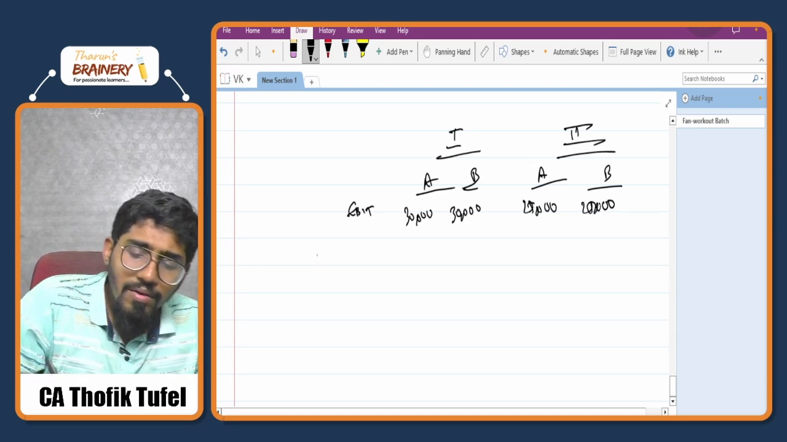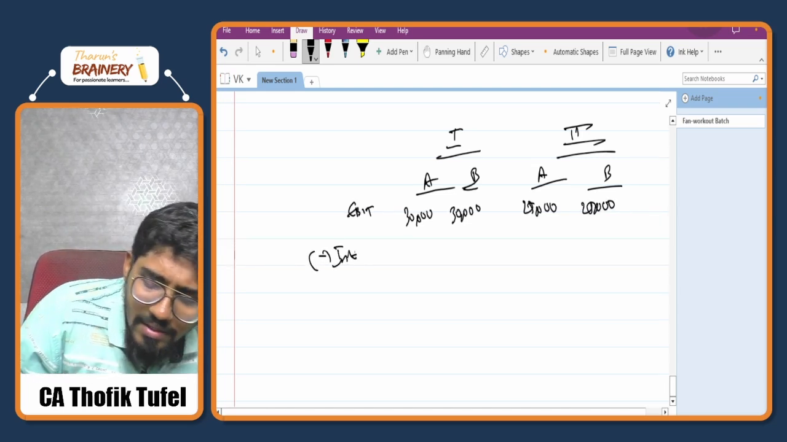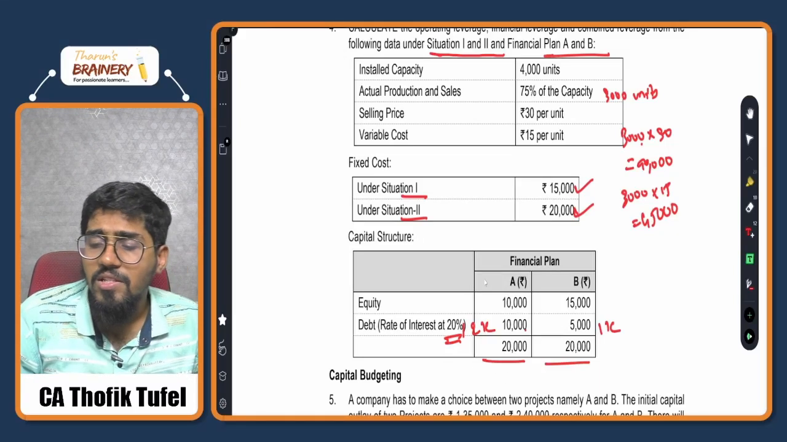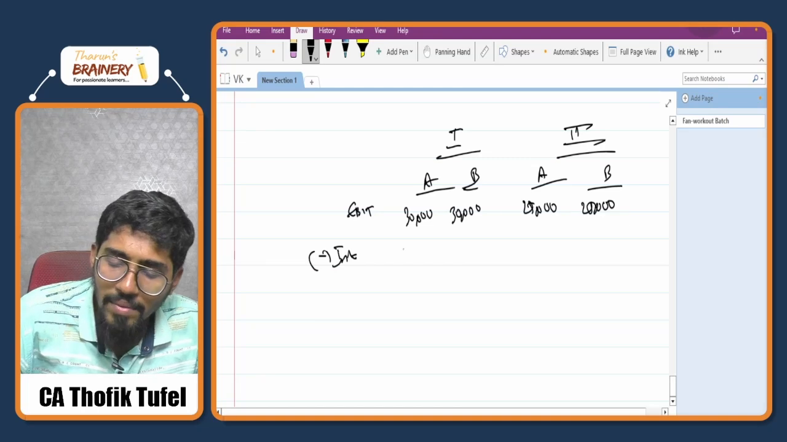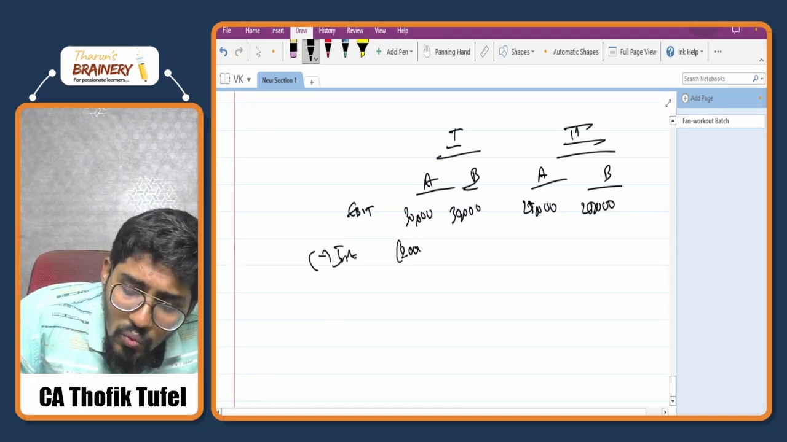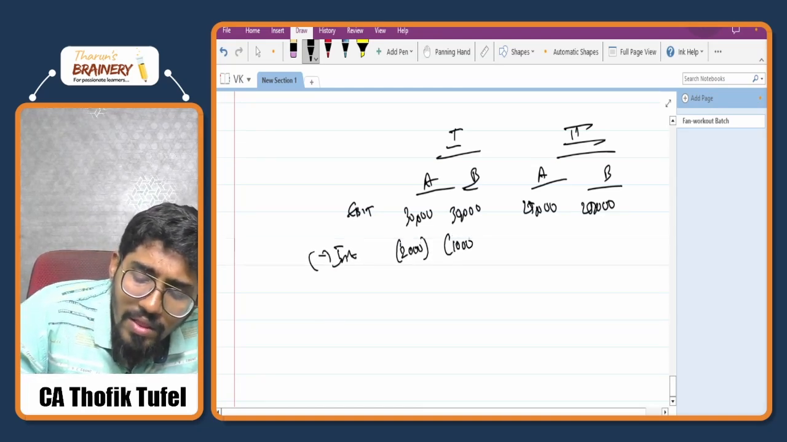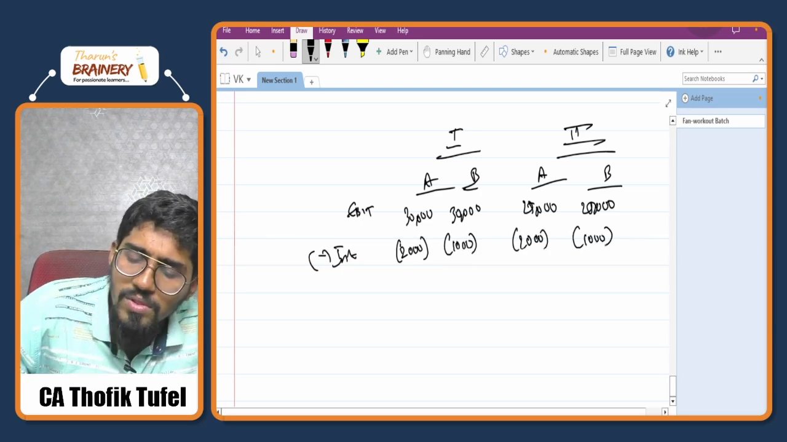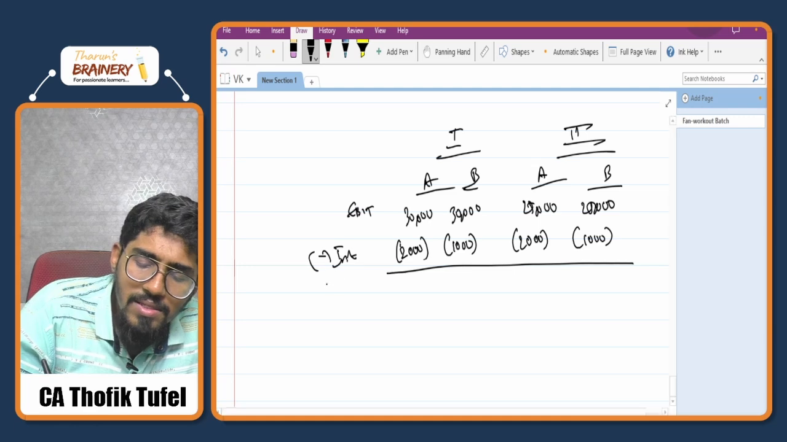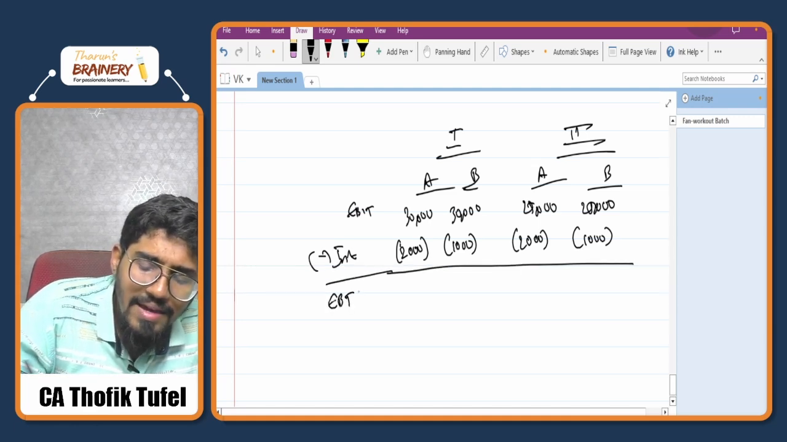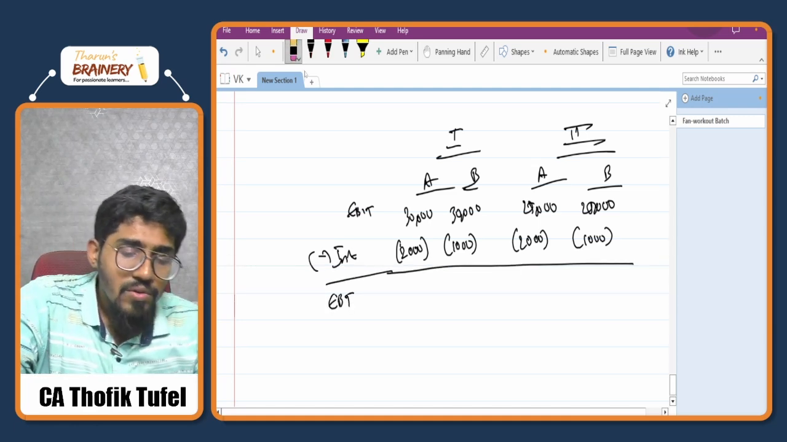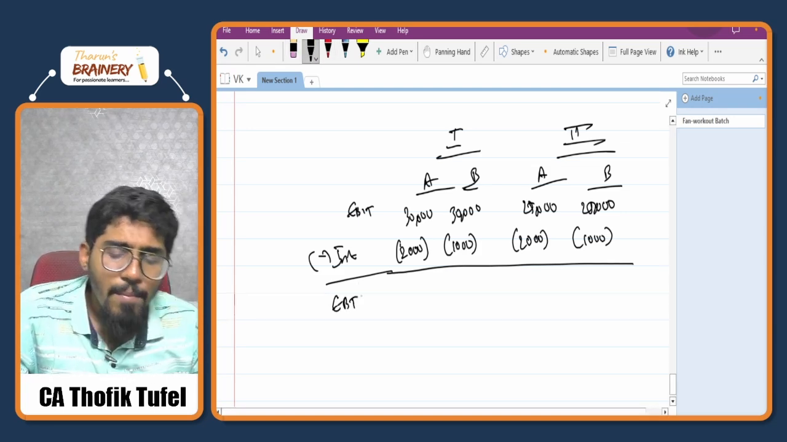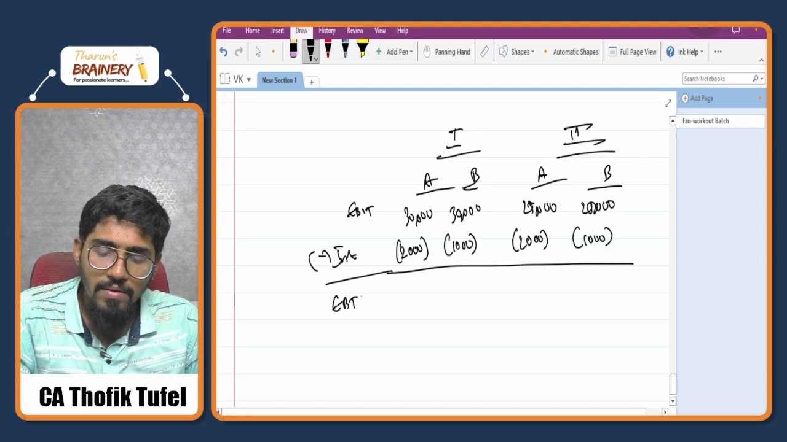Now EBIT minus interest. What is the interest in plan A? 2,000 is the interest in plan A. 1,000 is the interest in plan B. So 2,000 plan A, 1,000 plan B. If I do this, I will get earnings before taxes. No taxes are there, so directly I can write this as PAT. I can write EBT also, PAT also. It doesn't matter.